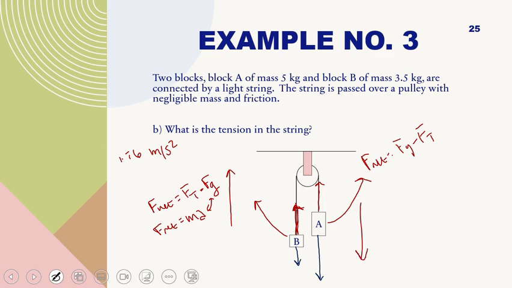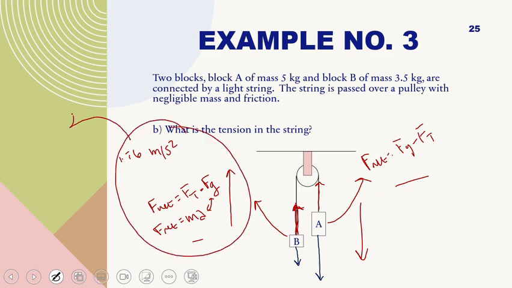And so for its F net to point downwards, Fg must be greater than Ft. Otherwise, it would accelerate up. So we can use either of these scenarios to solve for the tension force. They both give us the same answer, but I'm just going to take box B's over here and use that to solve.